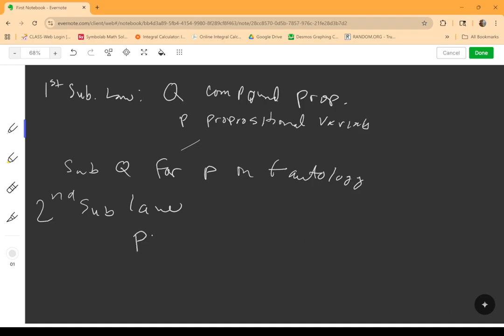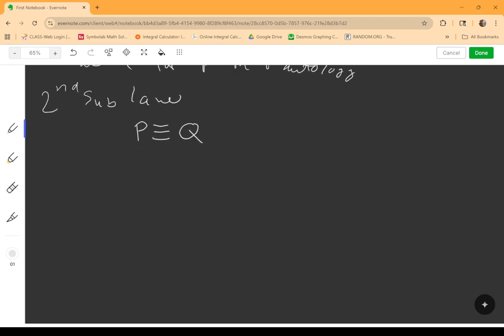And our second substitution law: if P is logically equivalent to Q, then you can just replace any occurrence of P inside of a larger expression with Q, and it preserves the overall equivalence. Now, with these substitution laws, that allows me to do the following.